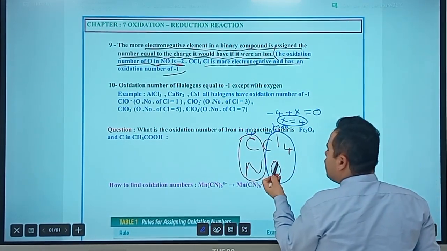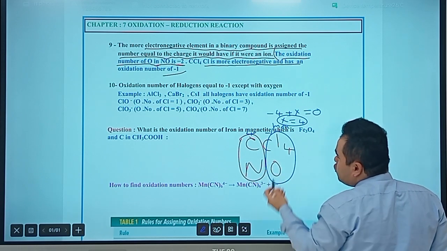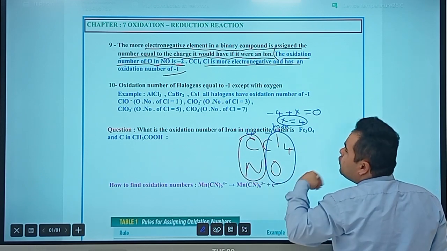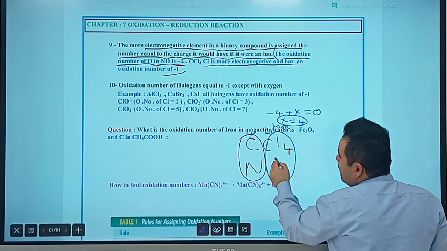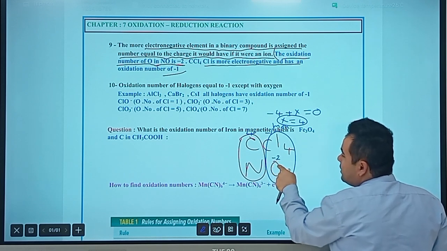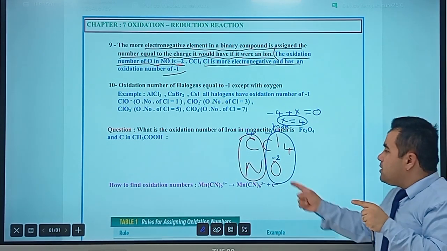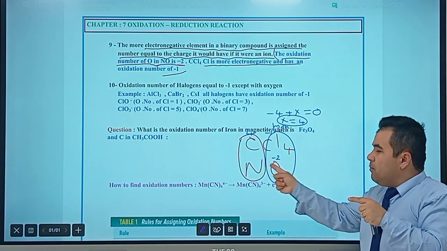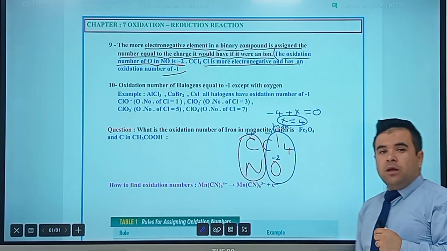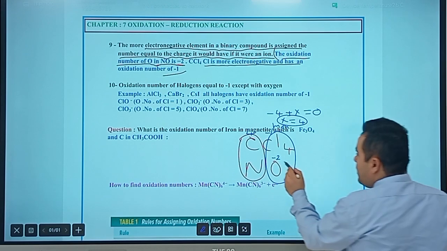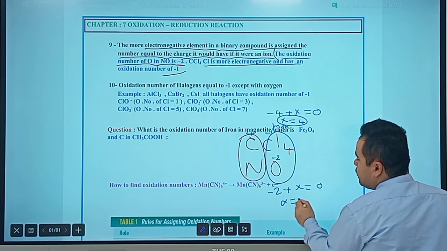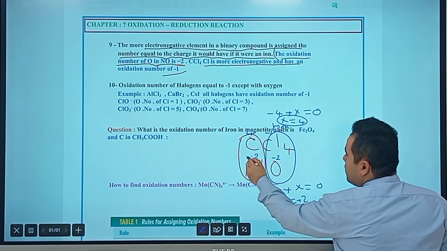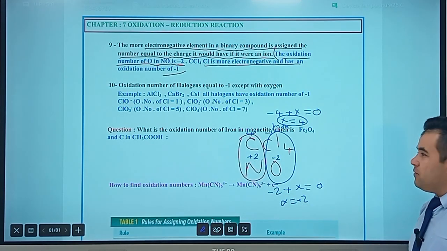The same for the oxygen. We know that oxygen is usually -2, but suppose we do not know the oxidation number of oxygen, it becomes -2. Why? Because in the monatomic form, this is the more electronegative element in this compound. In the monatomic form it is -2, and then -2 plus X equals 0. X is equal to +2. The oxidation number of nitrogen in this case is +2.